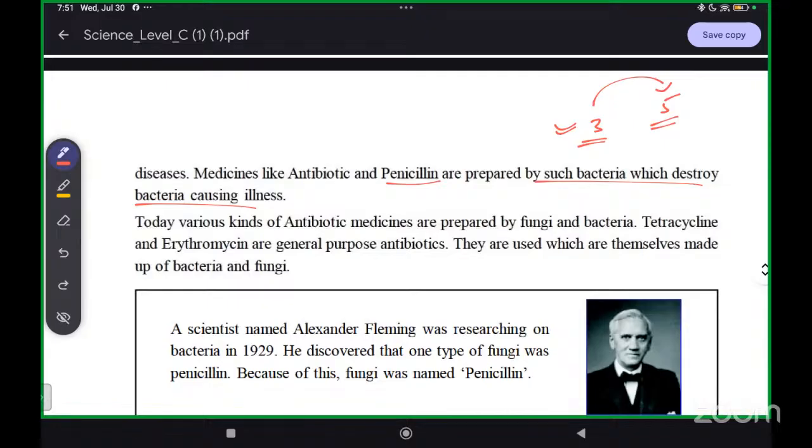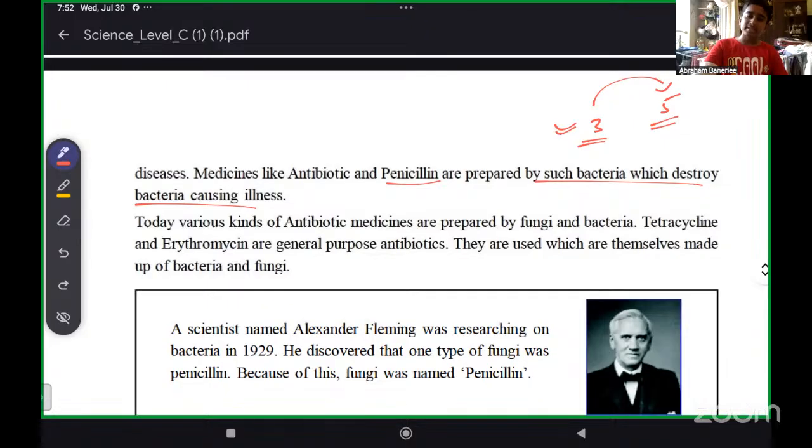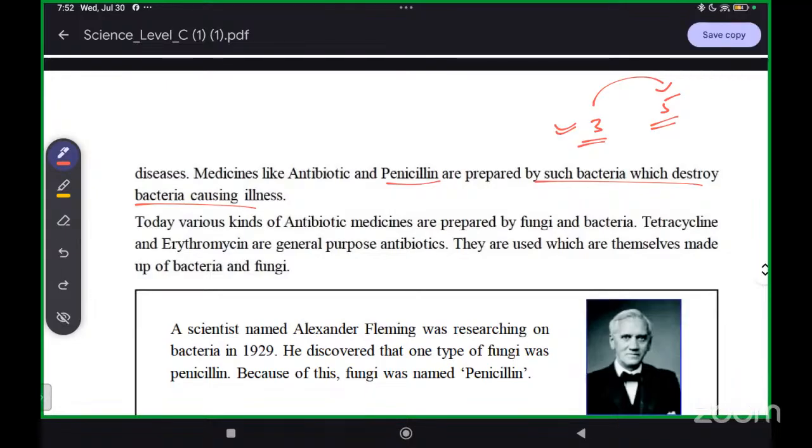Because this is also bacteria. So if we take antibiotics for more than 5 days, 6 days, 7 days, 10 days, no, we cannot do that, because it will harm our body from inside. Now, today there are various kinds of antibiotic medicines, a 3 day cycle or a 5 day cycle for antibiotics. Yes, Abraham.